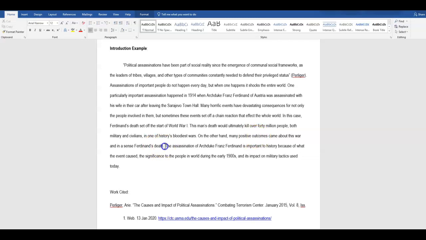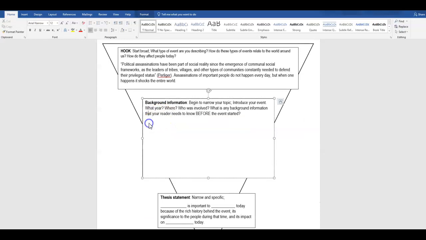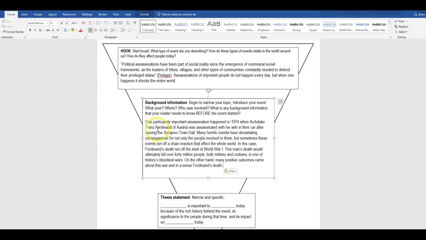Okay, so everything from the hook until the last sentence of your introduction is going to be the background information. So if I copy that and I put that here, okay, that is the background information there. Let's highlight these so it's apparent that that's what that's answering.